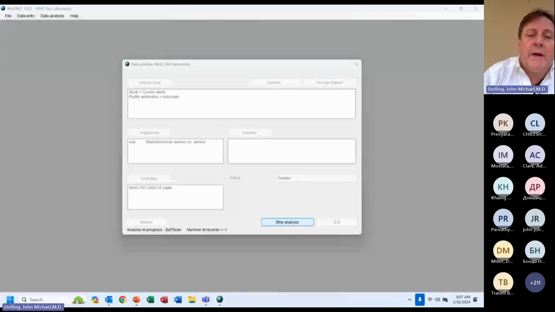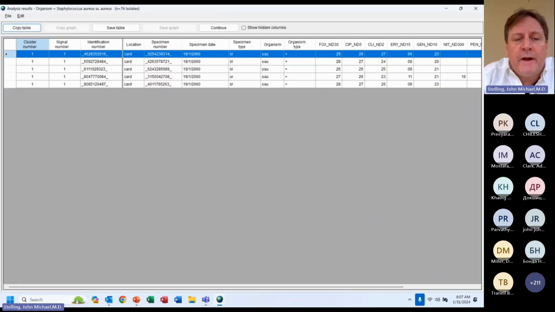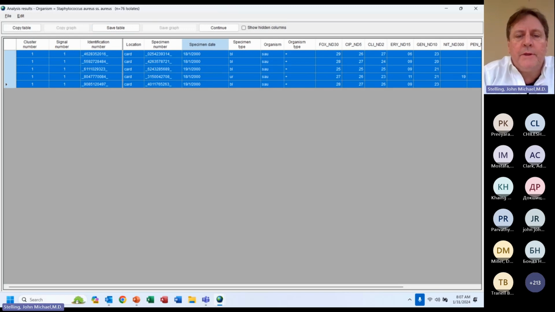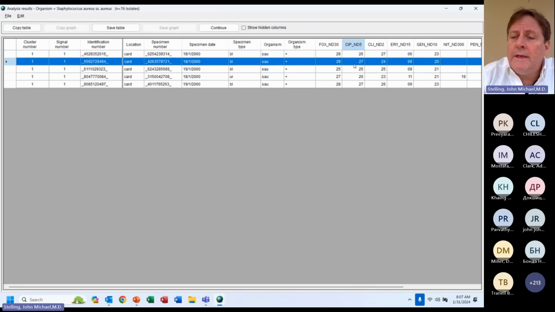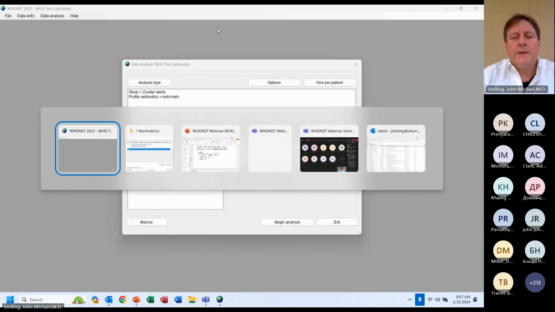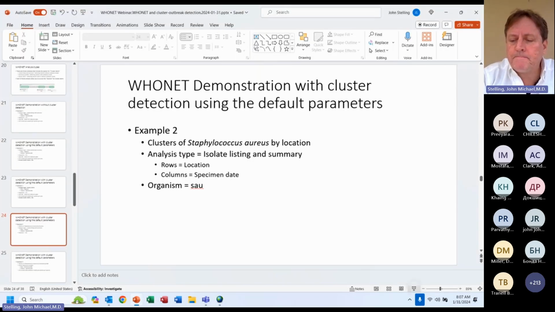And then when I click on continue, I can see the people. 5 people in cardiology. 3 of them were on January 18th, and 2 of them were on January 19th. 4 of them were blood, 1 of them was urine. And here I can see the zone diameters, and the zone diameters look very similar. So this is very consistent with the possible outbreak. I will click on continue. We'll now go back to the PowerPoint.